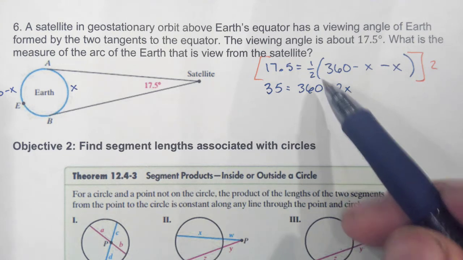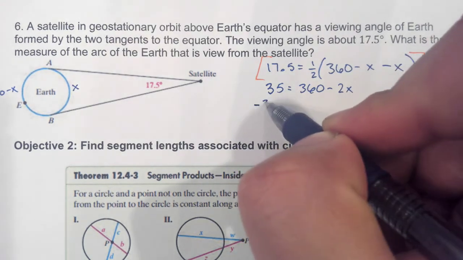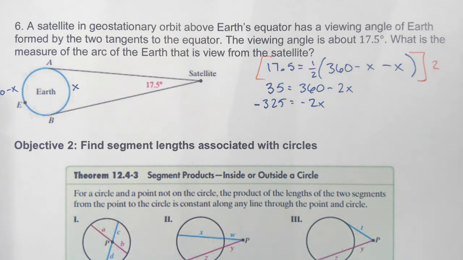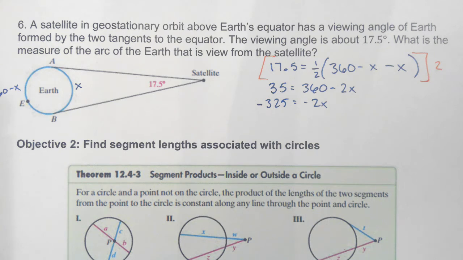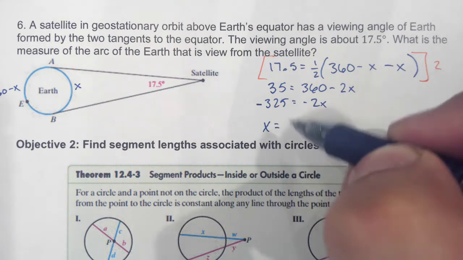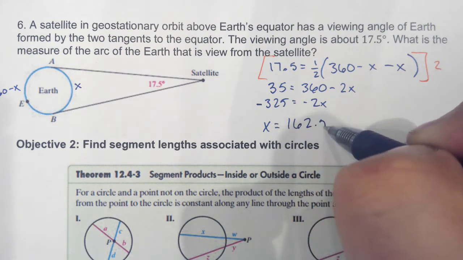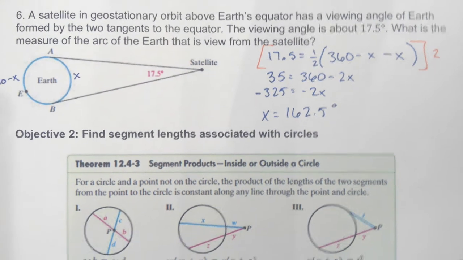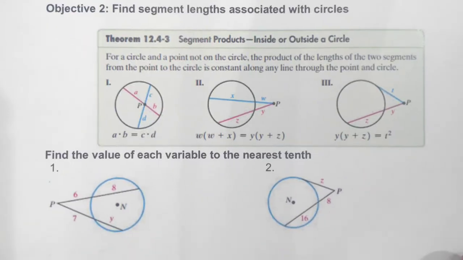Okay, we're almost there. Subtract 360, we'd have negative 325 equals negative 2X. I do believe that's right. Yeah. And then divide by negative 2, and X would equal a positive 162.5 degrees. So you can see 162.5 degrees of the 360 if possible. Pretty neat. There's some nice astronomy for you, right? Or something, astrophysics. I don't know what it is.